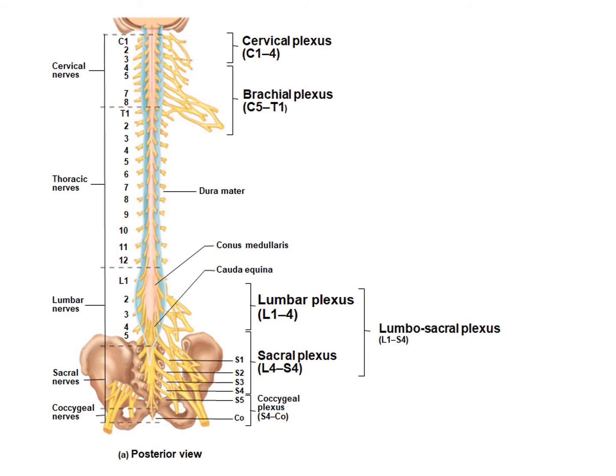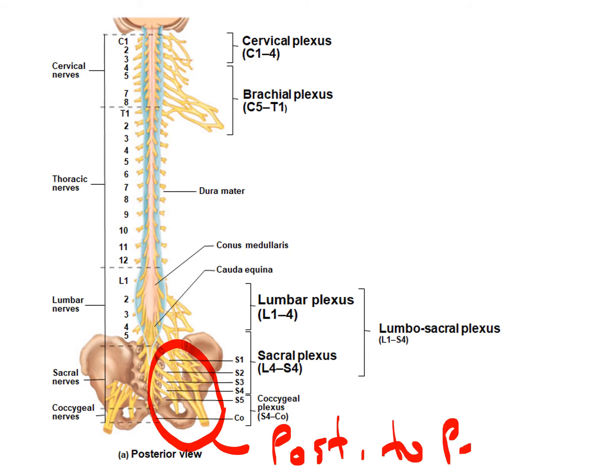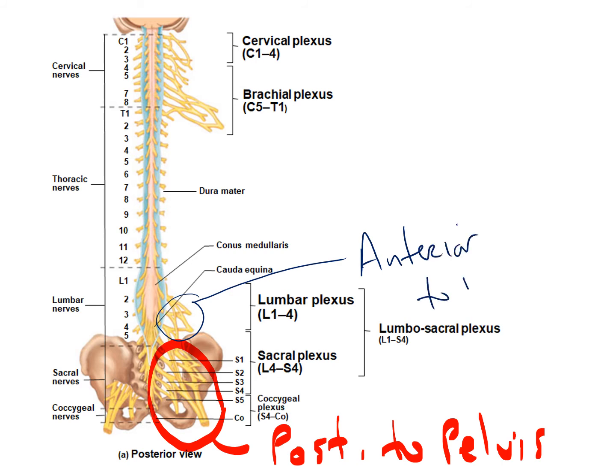Something worth noting is that the sacral plexus passes posterior to the pelvis, whereas the lumbar plexus is going to pass anterior to the pelvis. So I'm just abbreviating posterior to the pelvis, and the lumbar plexus passes anterior to the pelvis.